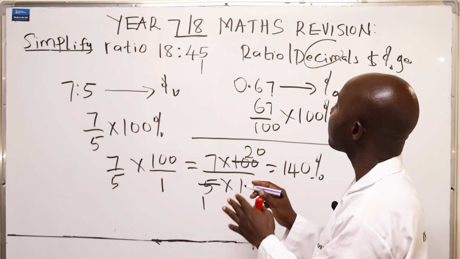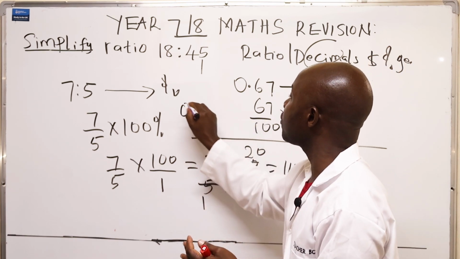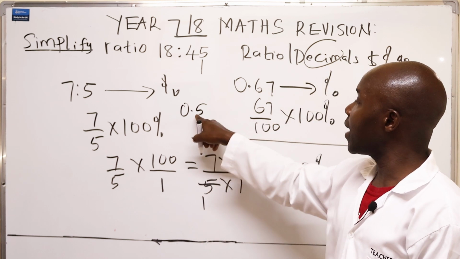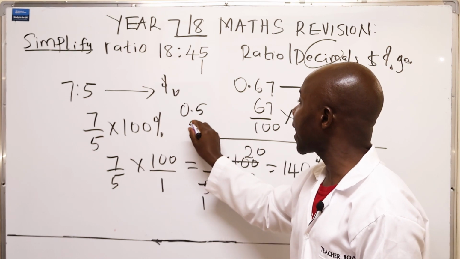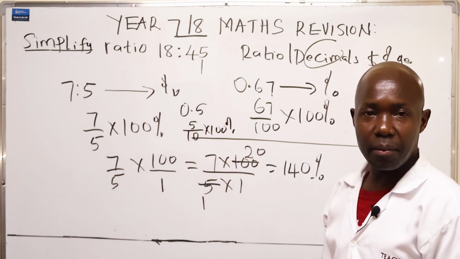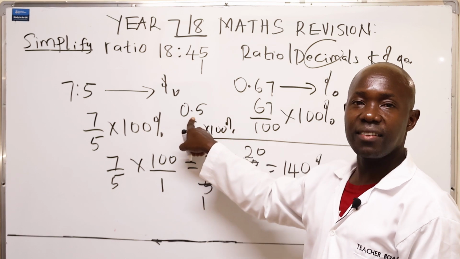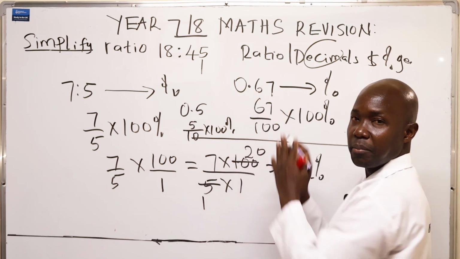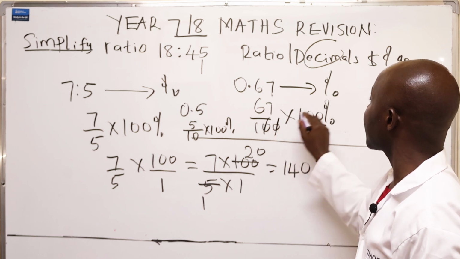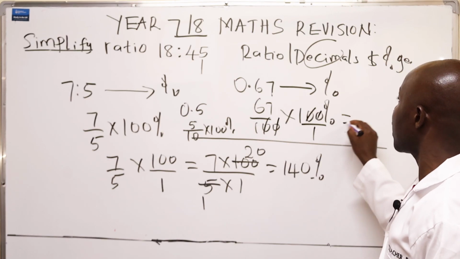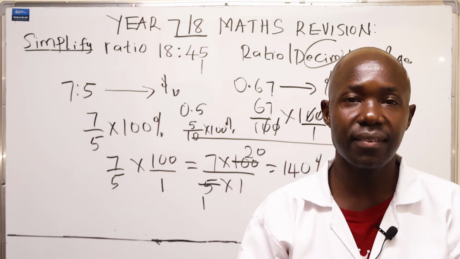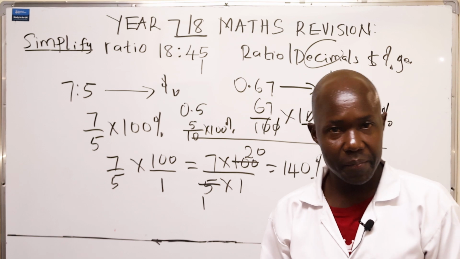But if you have it, assume you had it to be 0.5, would we still put over 100? No. Since we had only 1 decimal point, you would have taken 5, divide by 10, we multiply by 100 as a percentage because of the 1 decimal place. But here we have 2 decimal places. So we put the 100 over 1, then 2 zeros can cancel. 67 times 1, we get 67%. That's how we change a decimal into a percentage.